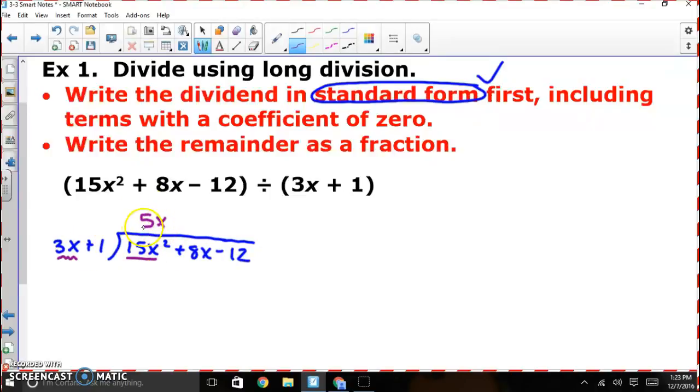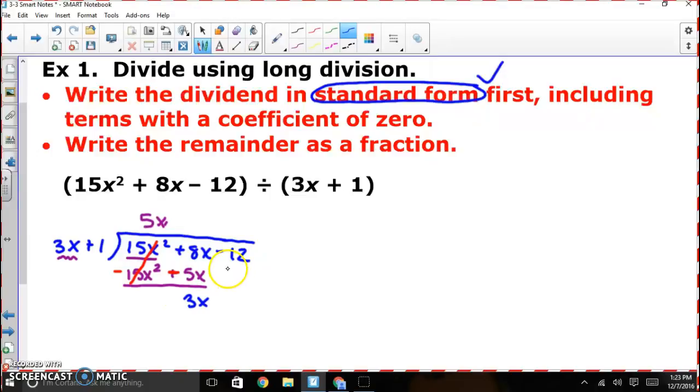From here, we're going to take this 5x and distribute it to the binomial. So 5x times 3x gives us 15x squared. 5x times 1 leaves us with 5x. Now we're trying to find what's left, so we are changing the signs to find the difference. The first term should always cancel. If we take 8x minus 5x, we are left with 3x.